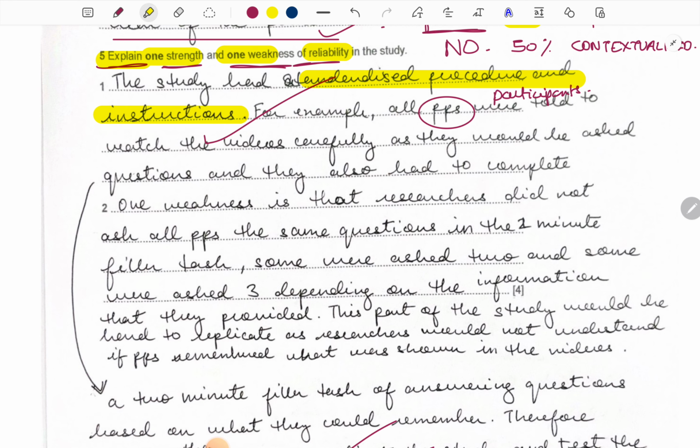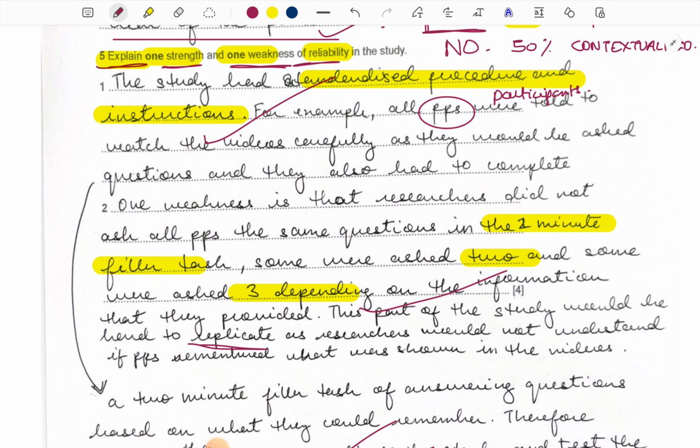For the weakness, she specifies that in the 2-minute filler task, when it came to the children, there could be some modification of the procedure for some of the children. As we've seen in the study, some of them were asked 2 questions, some were asked 3, depending on how much information they were willing to provide. That means there is some inconsistency in how different children have been asked questions, and that is what she says reduces reliability. Further elaborating on it, she also explains that replicability would be difficult in this case, because any other researcher trying to do the same study would not know exactly how many questions to ask the children, 2 or 3.